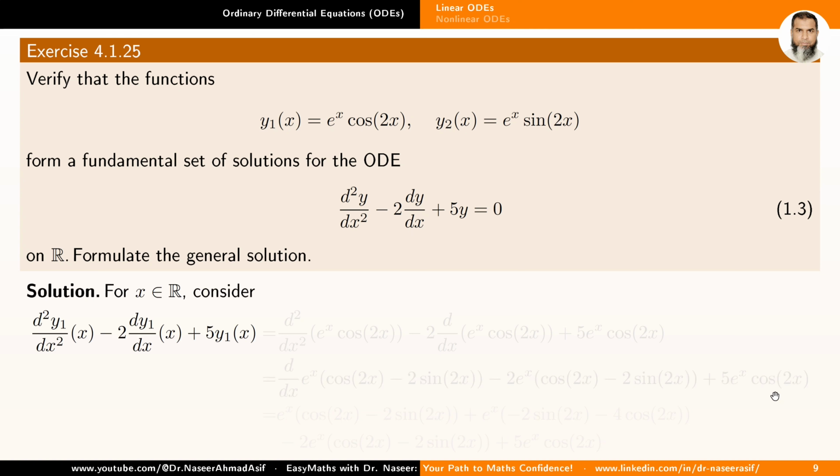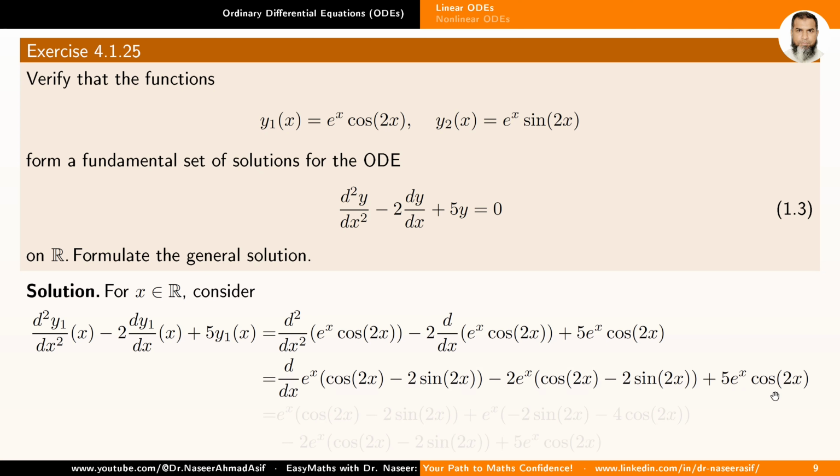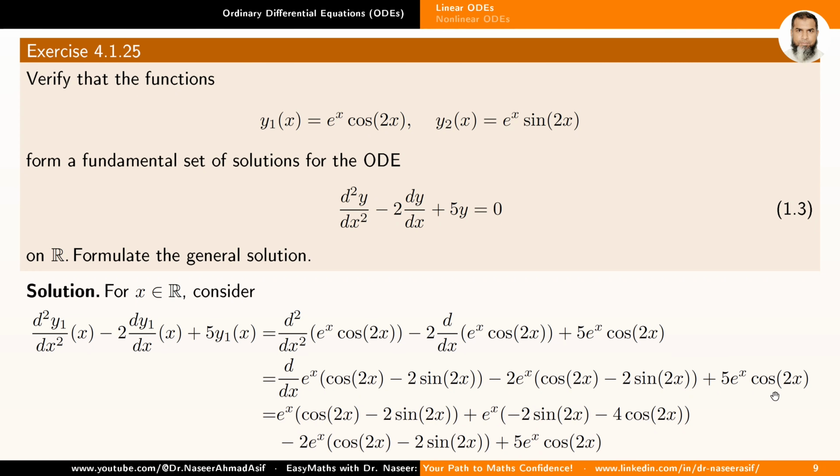For x in R, consider d²y1/dx² of x minus 2 dy1/dx of x plus 5 y1 of x, which is equal to d²/dx² of e^x cos 2x minus 2 d/dx of e^x cos 2x plus 5 e^x cos 2x. This equals d/dx of e^x (cos 2x minus 2 sin 2x) minus 2 e^x (cos 2x minus 2 sin 2x) plus 5 e^x cos 2x, which equals e^x (cos 2x minus 2 sin 2x) plus e^x (minus 2 sin 2x minus 4 cos 2x) minus 2 e^x (cos 2x minus 2 sin 2x) plus 5 e^x cos 2x.